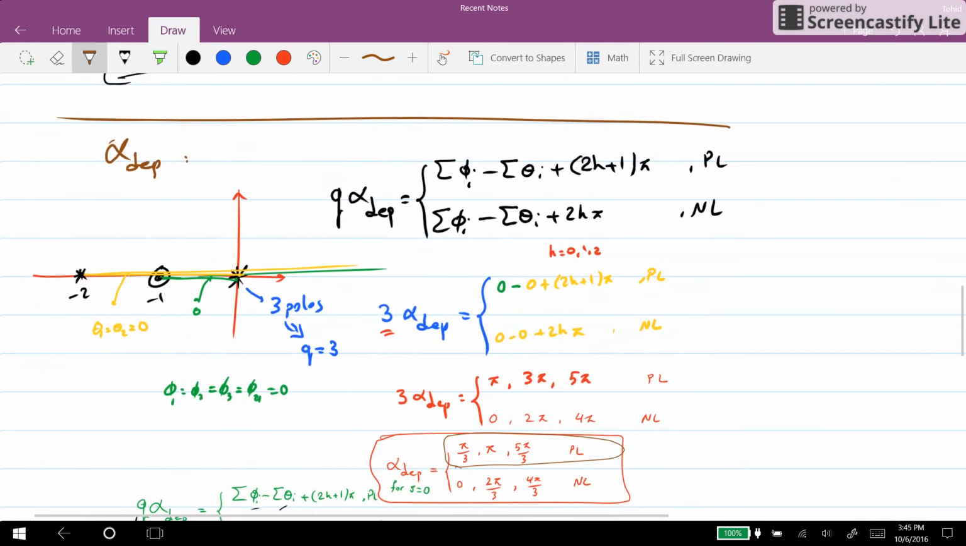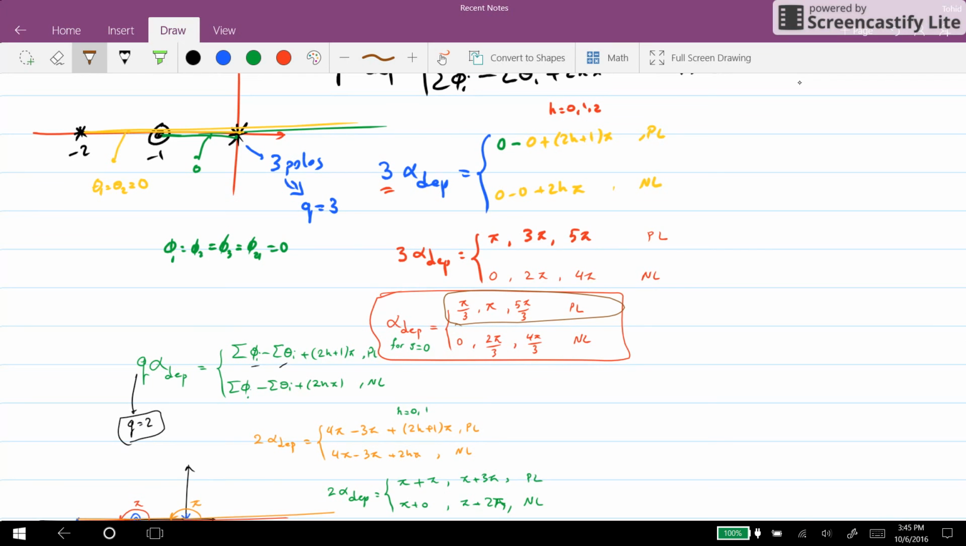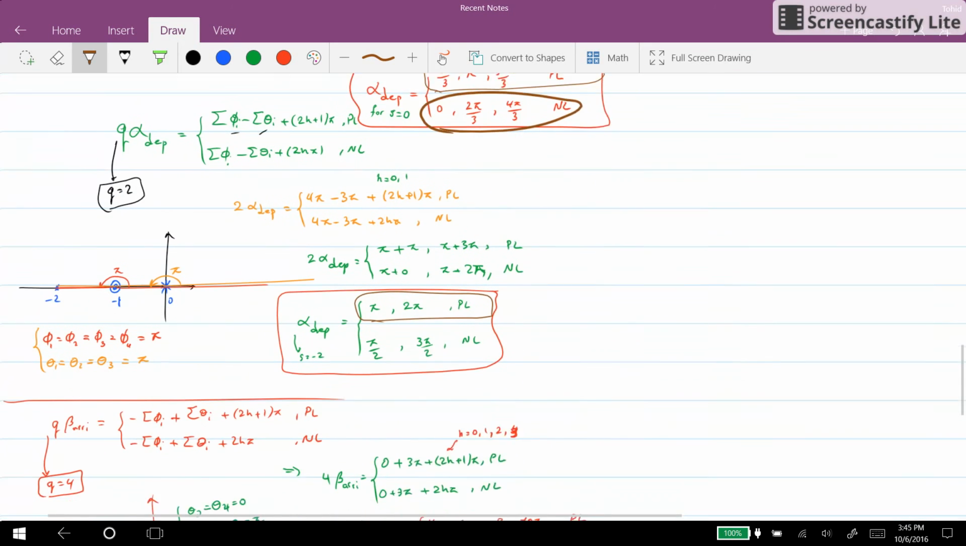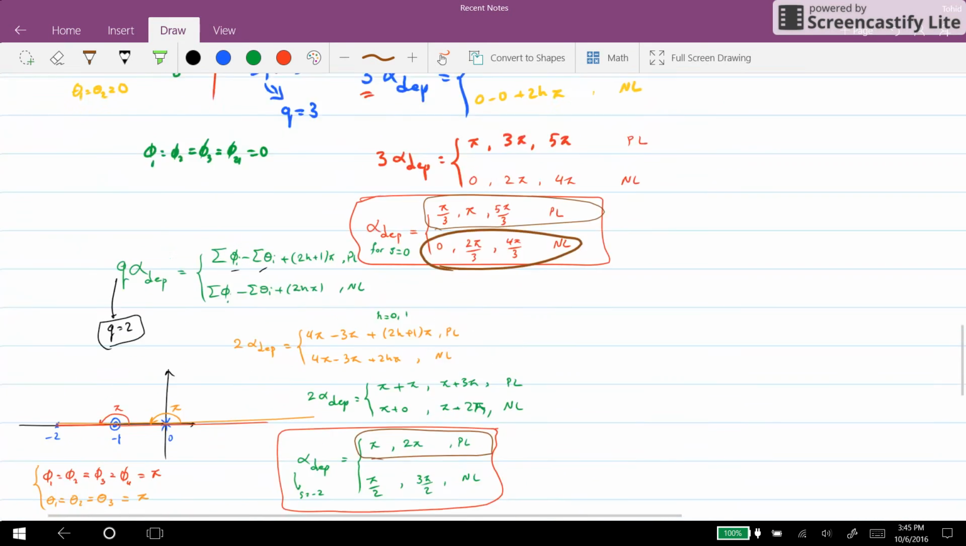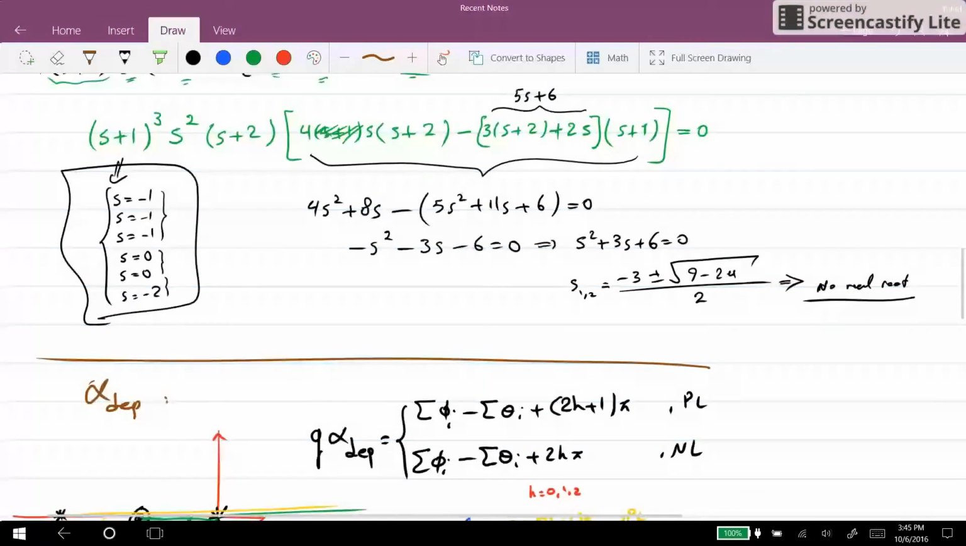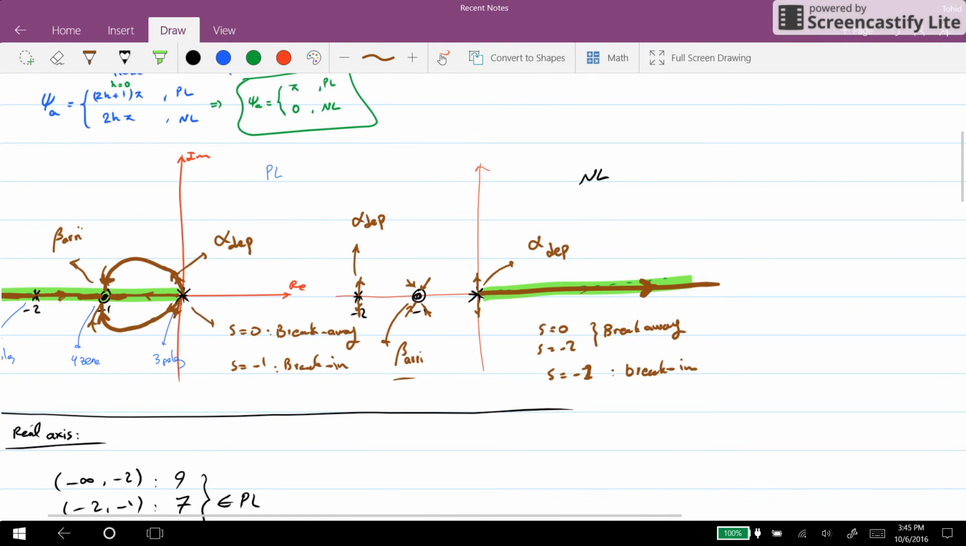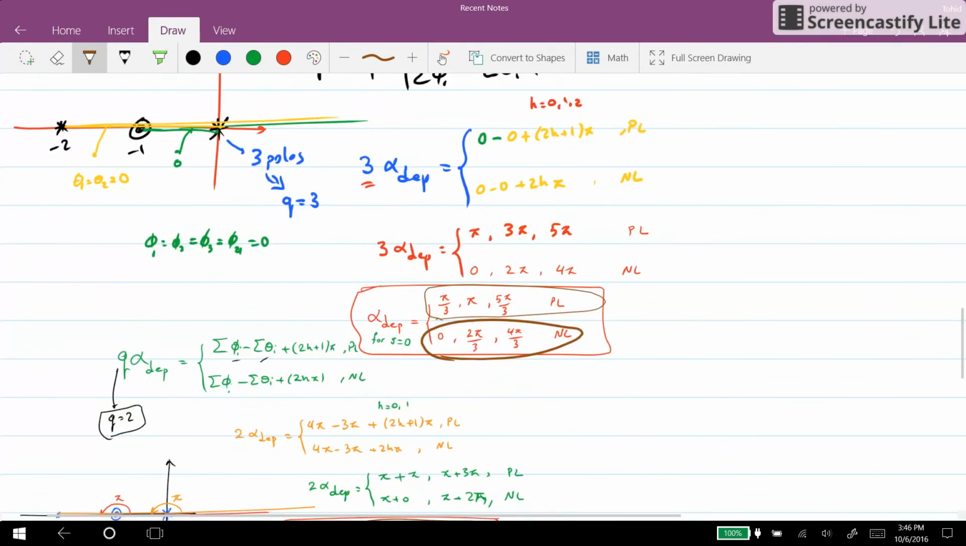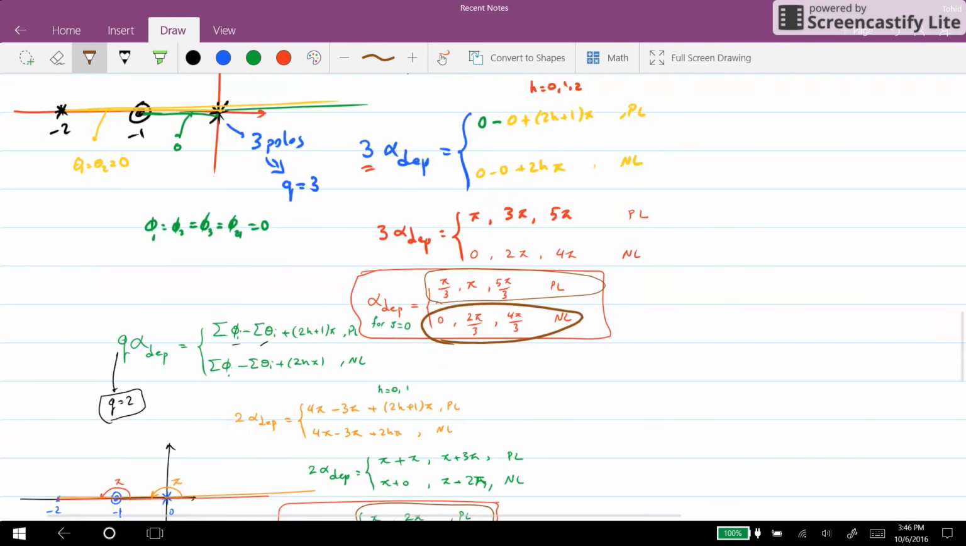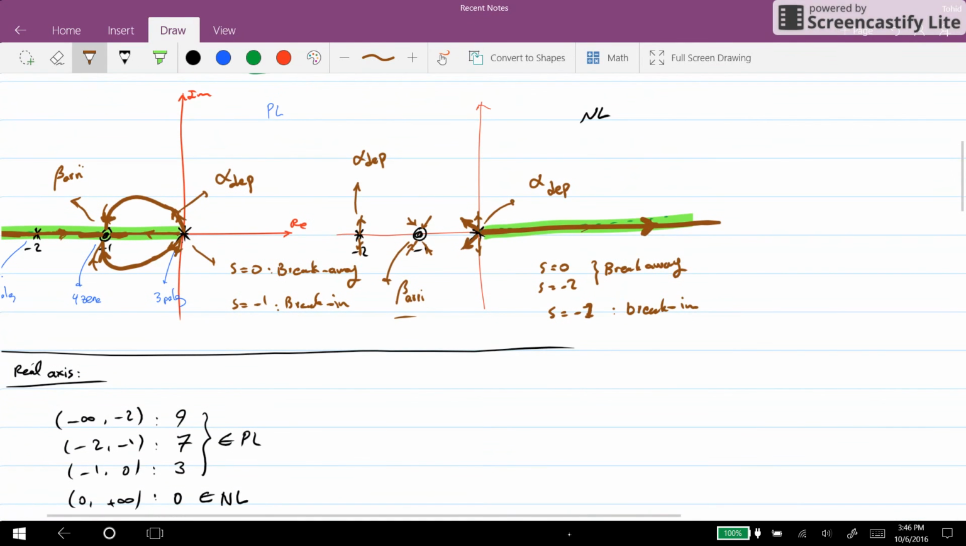For the negative locus, for the poles at the origin, we have 0, 2 pi over 3, and 4 pi over 3. So this is what we have for the origin. Then 2 pi over 3, 2/3 of pi, and 4 pi over 3. For the pole at -2, we have pi over 2 and 3 pi over 2.